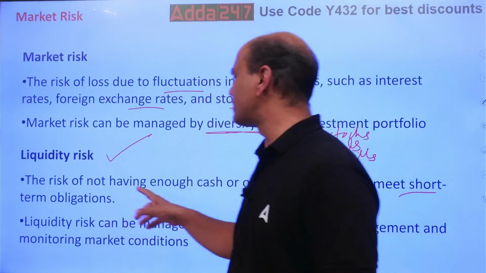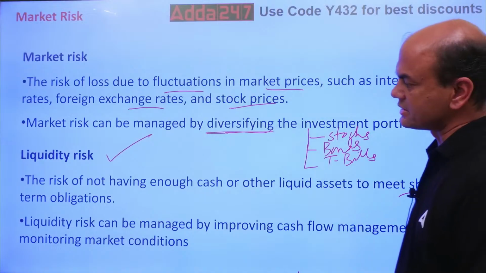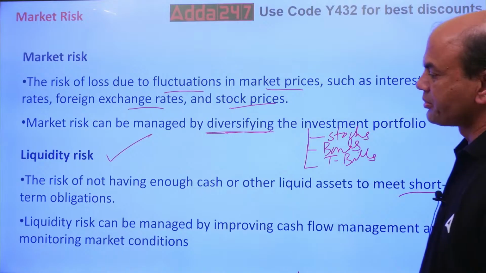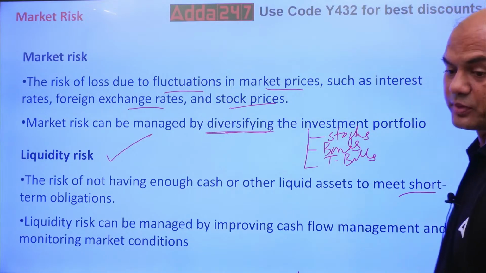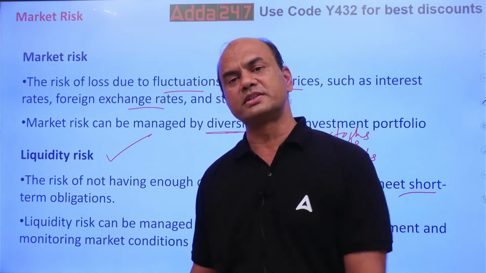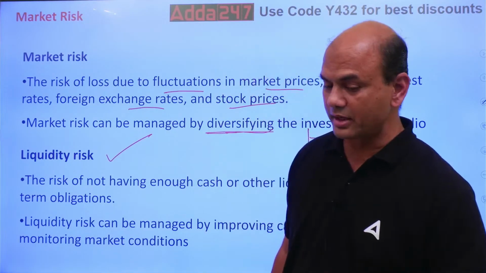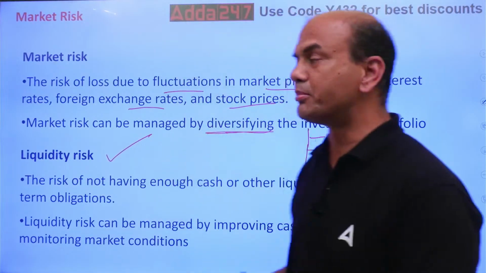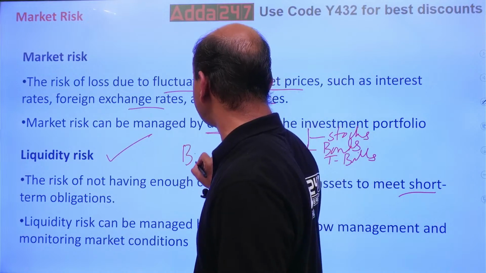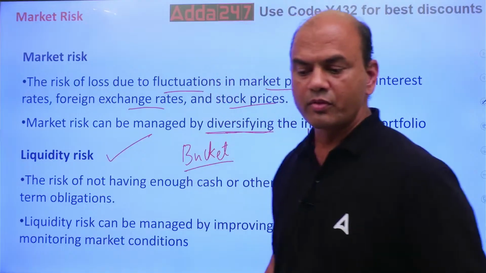So, the risk of not having enough cash or other liquid assets to meet the short-term obligations, liquidity risk, can be managed by improving the cash flow management and monitoring market conditions. Cash flow management means I need to see to it that I don't only get long-term funds, I also get the short-term funds. That's why RBI has put in a system called a bucket system to the banks. What is this bucket system?